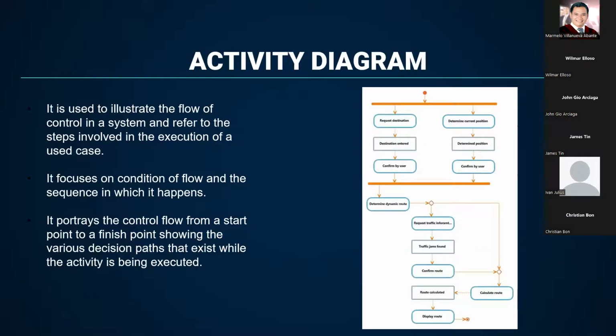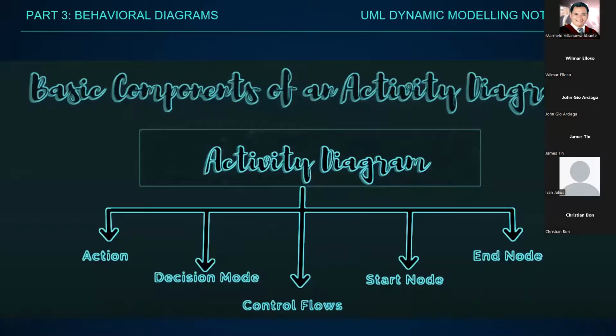So an activity diagram shows business and software processes as a progression of actions. These actions can be carried out by people, software components, or computers. Activity diagrams are used to describe business processes and use cases as well as to document the implementation of system processes. Now, what are the five basic components of this kind of diagram? We have the action, decision node, control flows, start node, and end node.